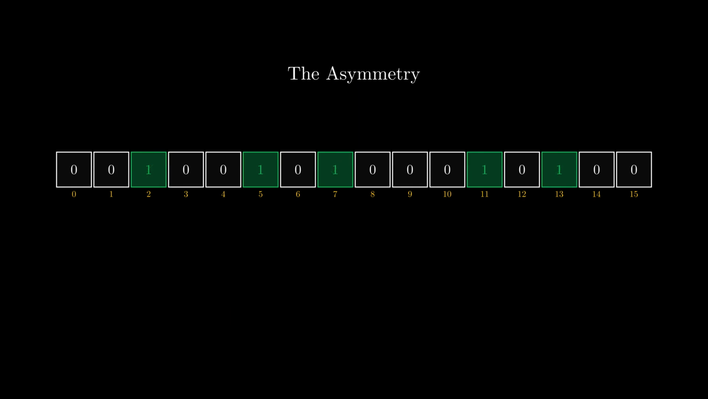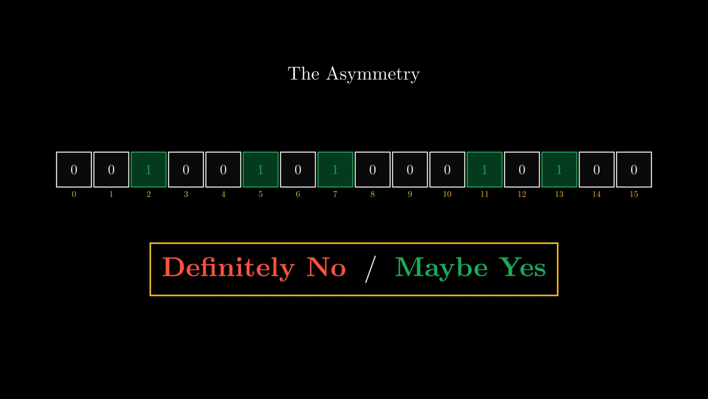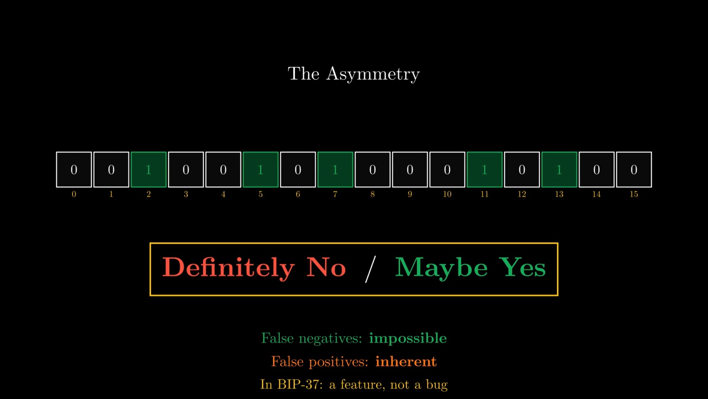This is the Bloom filter's signature asymmetry. Definitely no, or maybe yes. Remember those 4 words, they're the entire story. False negatives are impossible. False positives are inherent. And in BIP37, those false positives become a feature, not a bug.